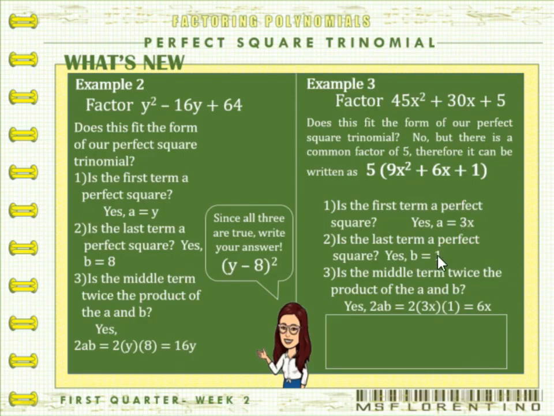Multiplying 3x by 1, we get 3x. Then multiply it by 2, we get 6x. 9x squared plus 6x plus 1 is a perfect square trinomial. Therefore, we can factor this out as 5 times 3x plus 1 times 3x plus 1, or 5 multiplied to the square of 3x plus 1.